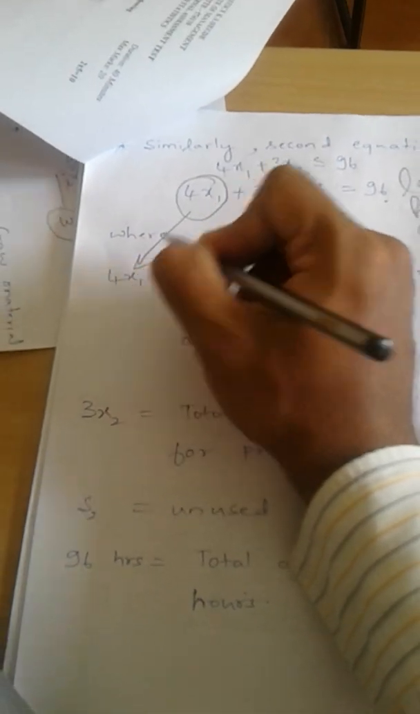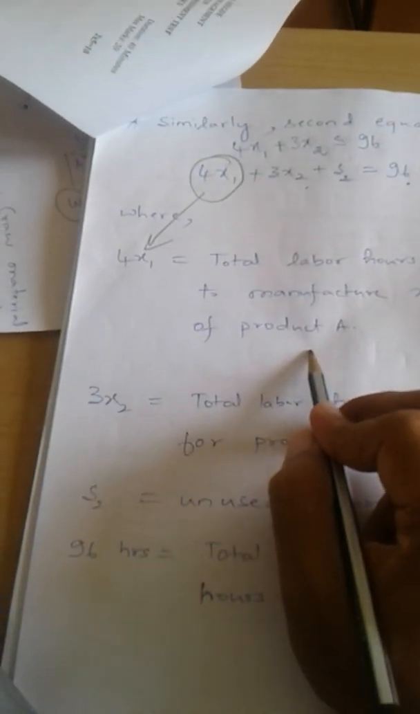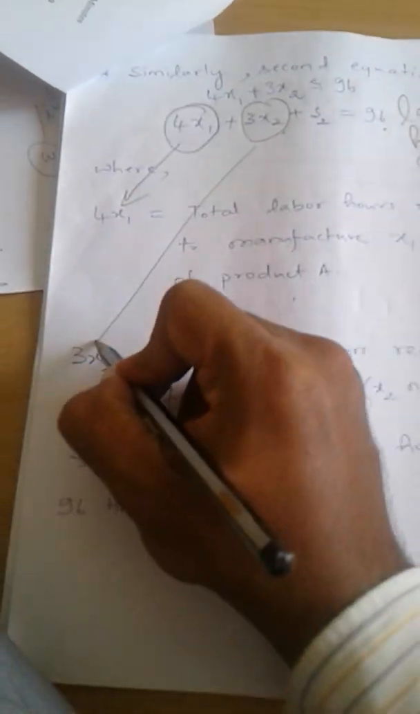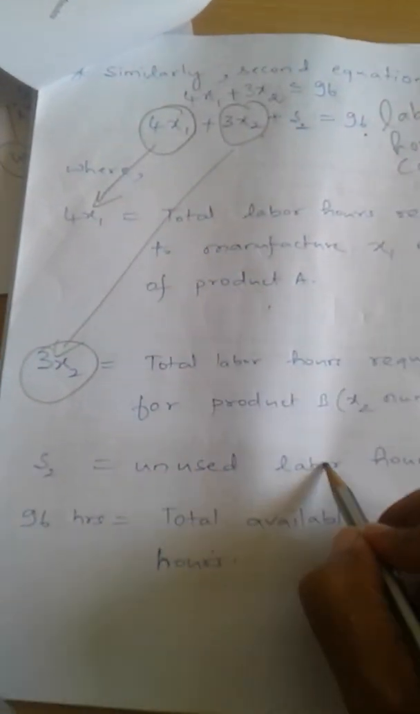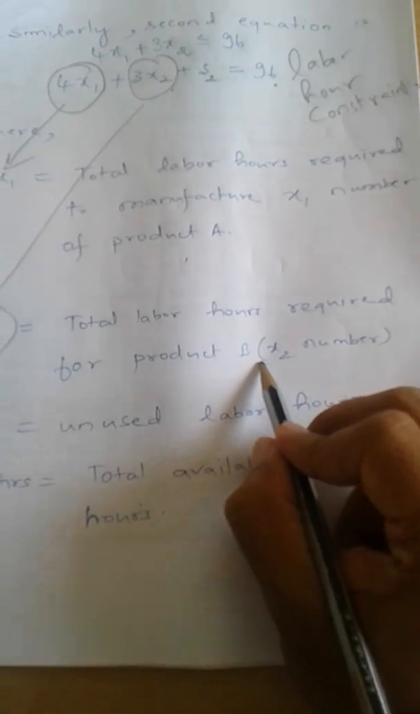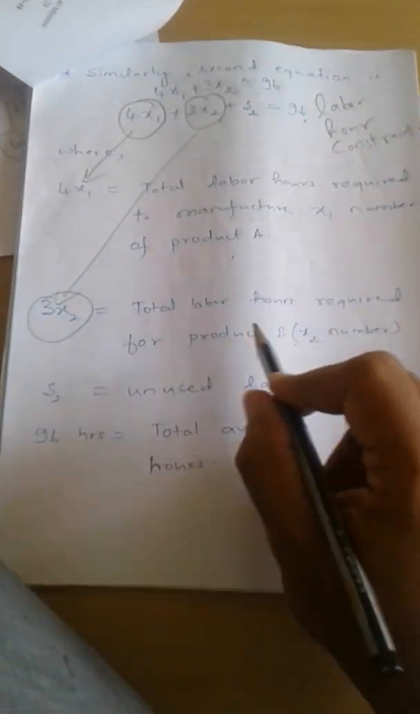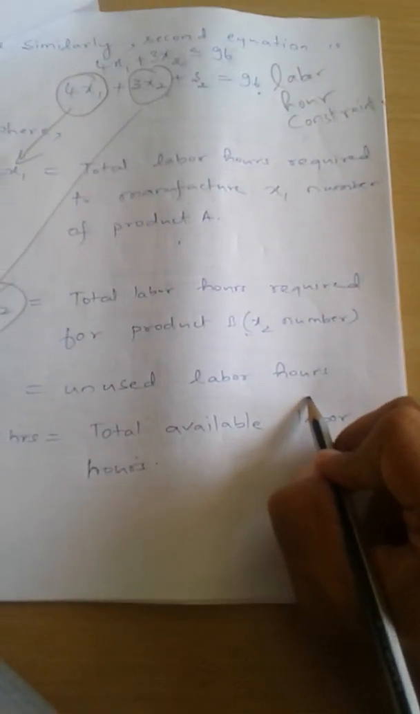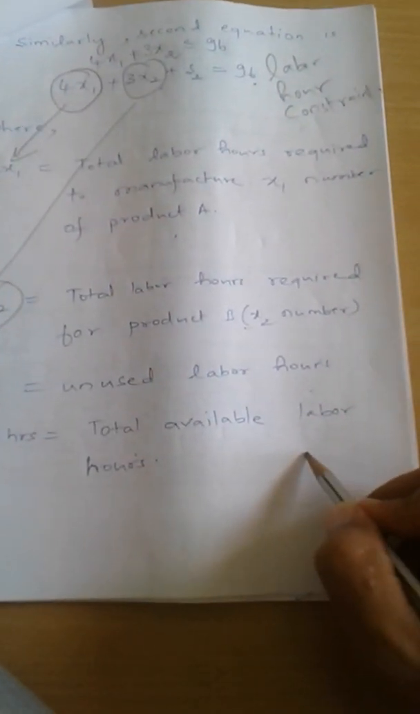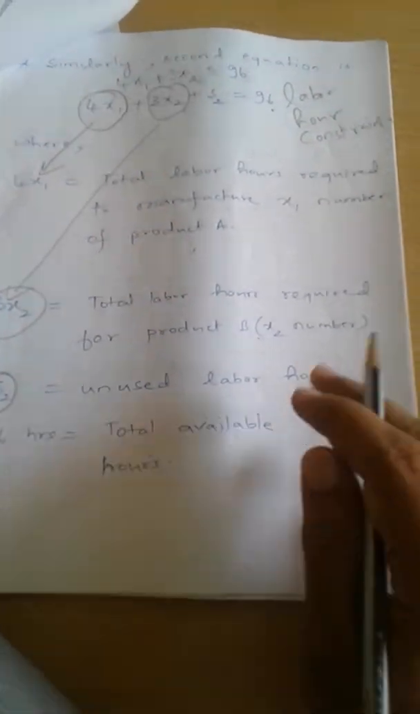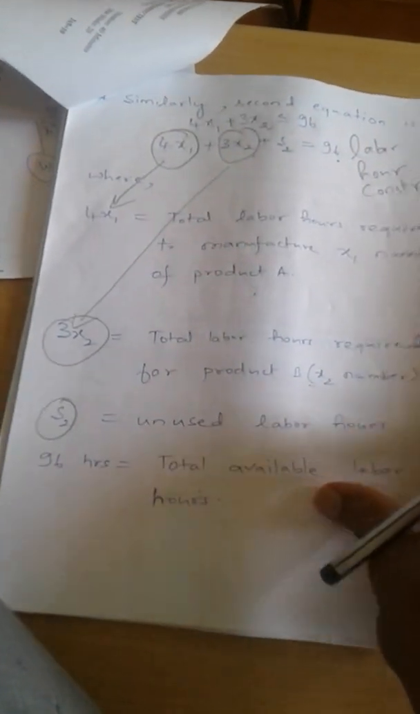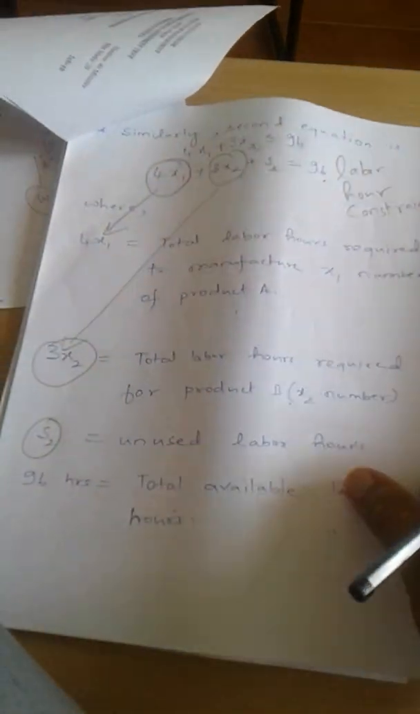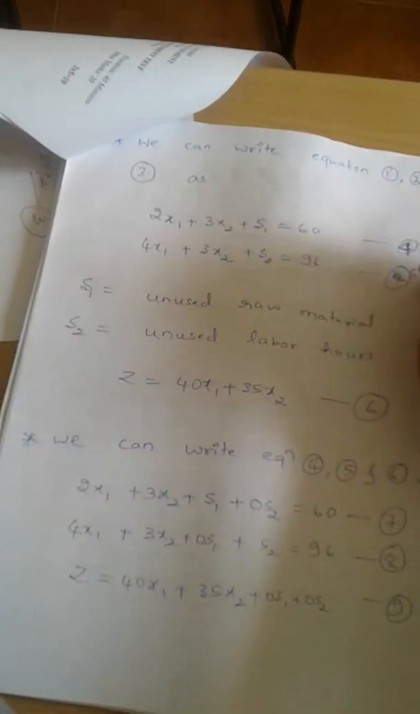Now what this means is 4x1 is the total labor hours required only for product A. 3x2 is the total labor hours required only for product B. And S2 is again the unused labor hours. And 96 hours is the total available labor hours. That means the laborers will work for these many hours.